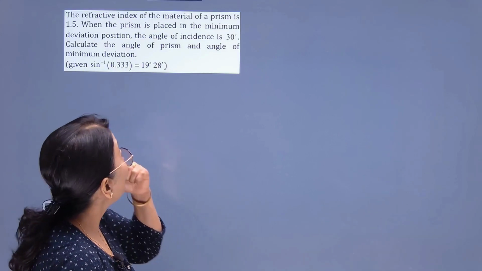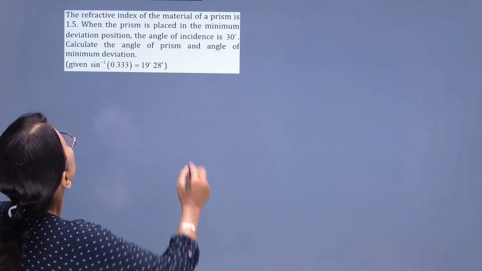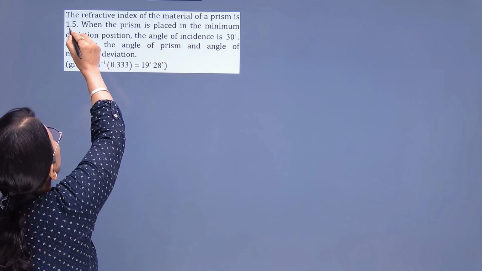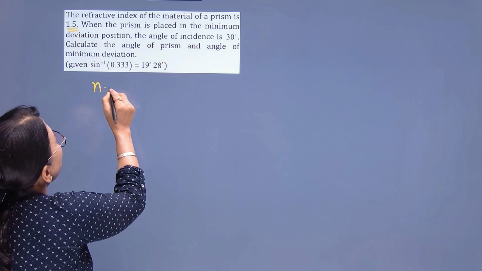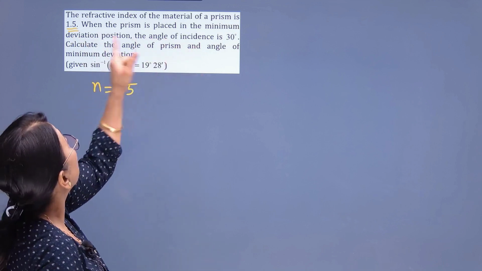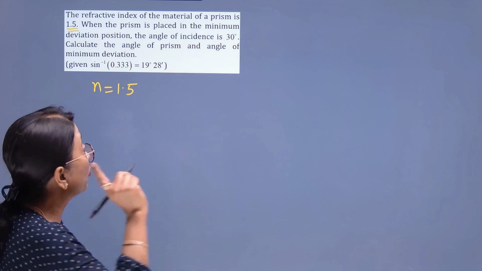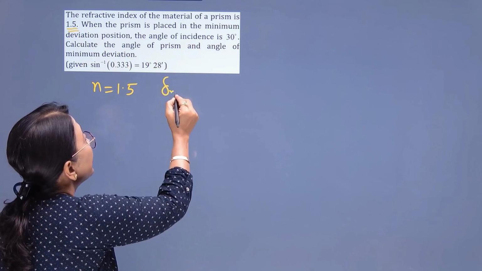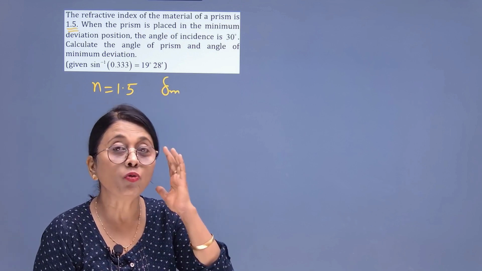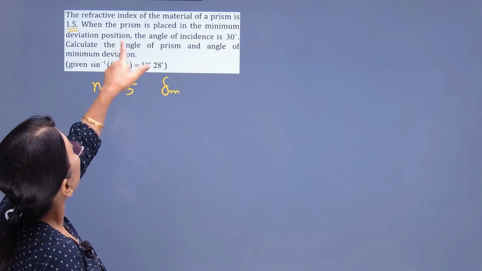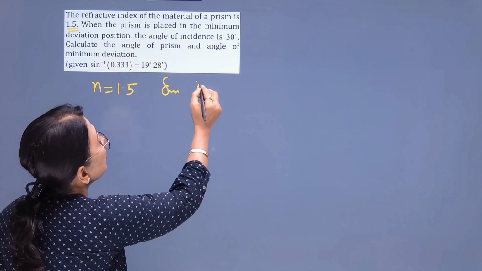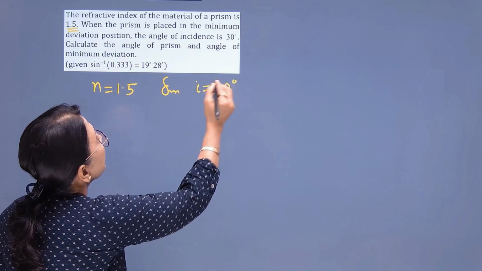So in this question, what is given to you that you see first? The refractive index of the material of a prism is 1.5. You have to note that n is equal to what? 1.5. The prism is placed in the minimum deviation position. That means you have to keep in mind that the position is the delta M position, and all the students remember what happens in delta M. That you must remember. Now, it is placed in minimum deviation position. The angle of incidence is how much? 30 degree. The value of I is given as 30 degree.